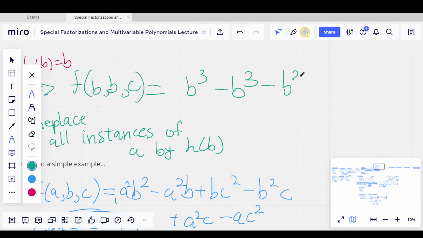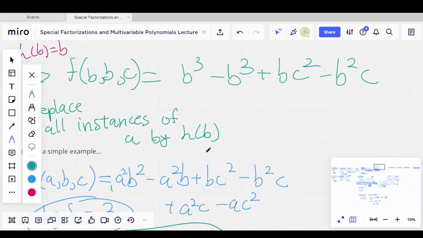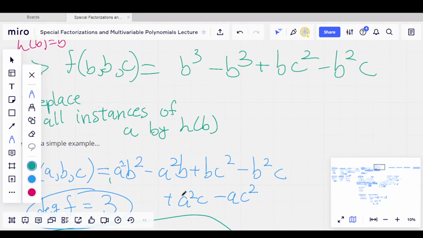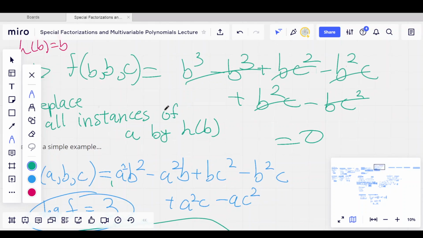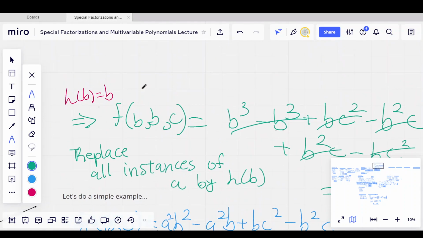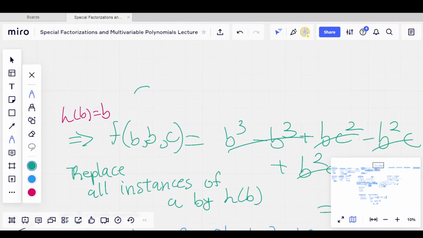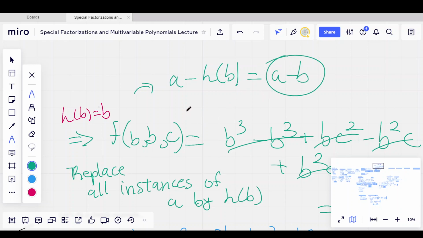bc squared, minus b squared c, because it's not in terms of a, so we just leave it like that, plus a squared c. Oh, there's an a right over here, so b squared c. And then we see an a right over here, so minus bc squared. Obviously this cancels, and this cancels, and then just 0. So f of b, b, c is 0. And by the multivariable factor theorem, we can say that a minus h of b, which is just a minus b, is a factor of f of a, b, c.